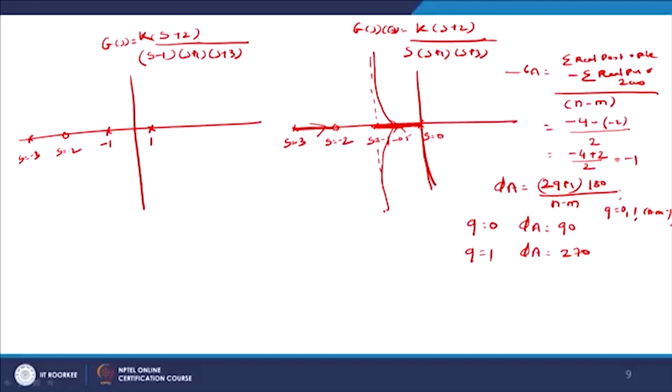Now what about the stability of this one? You will find that you can vary k from 0 to infinity. This is k equals 0, this is infinity. The system is stable, whatever k we get. But is it possible in real time?